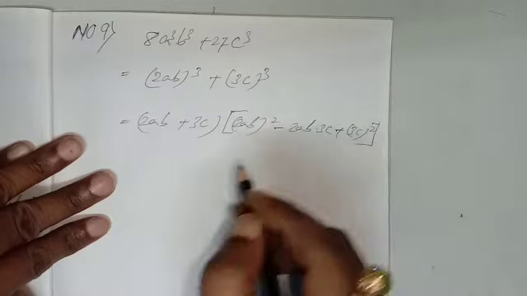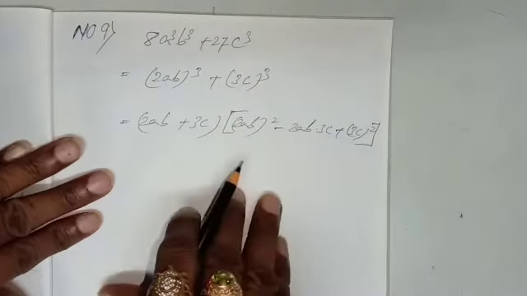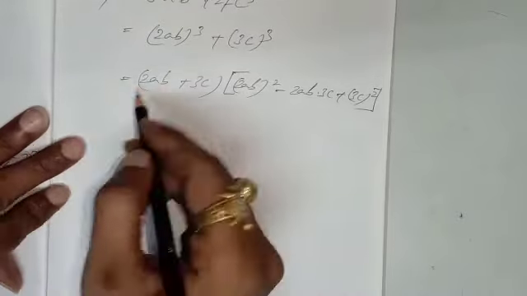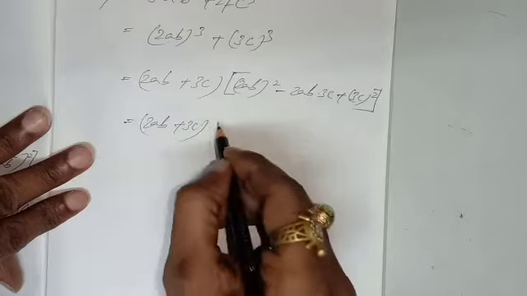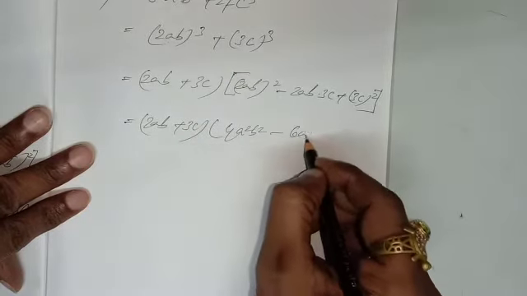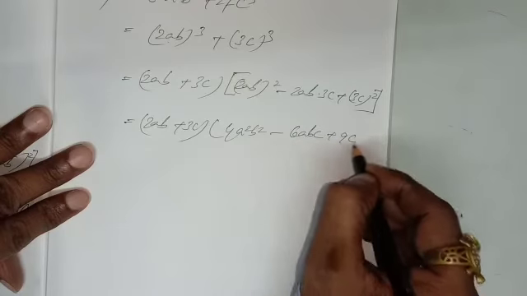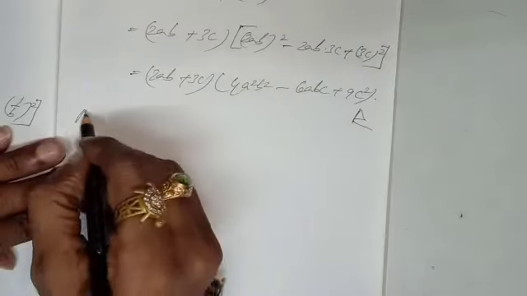Just apply the formula. The a cube plus b cube formula is a plus b whole into a square minus ab plus b square. Now the final answer will be: this is 2ab plus 3c, and this one is 4a square b square minus 6abc plus 9c square. This is the answer of number 9. Let us go to number 10.